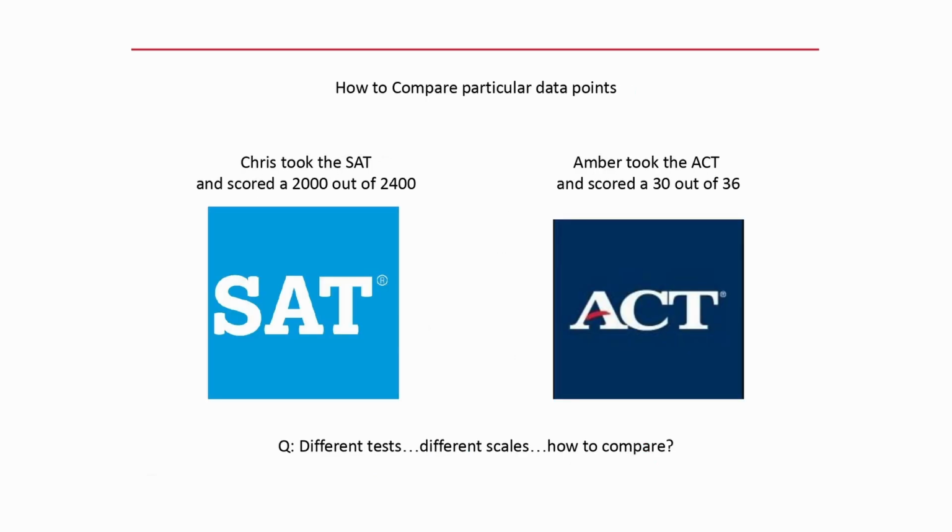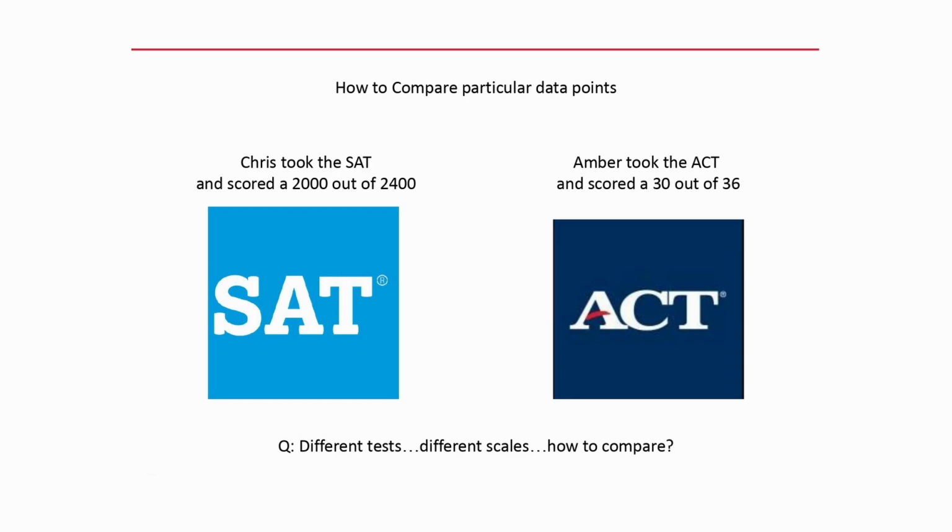The last thing I want to cover in this section is how to compare individual observations, which will also give us another way to calculate outliers. So to go over that, I want you to imagine these two people, Chris and Amber. Now they both took a standardized test, but they took different tests. Chris took the SAT, Amber took the ACT, and their scores were 2,000 and 30 respectively.